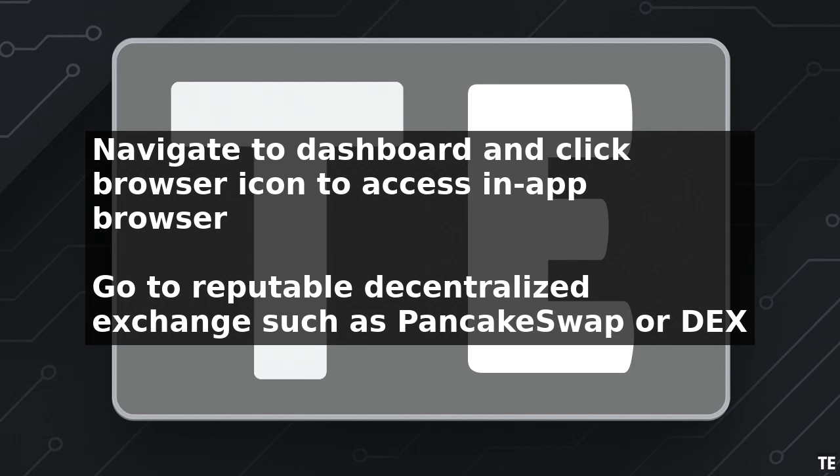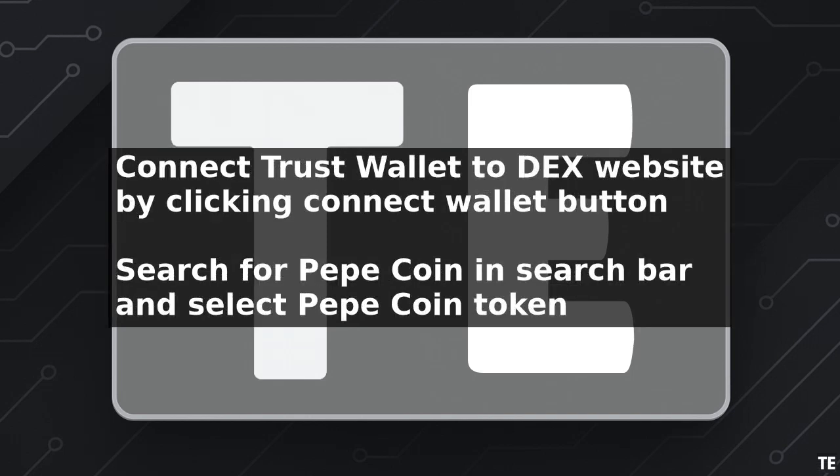In the From field, select the token you want to use to buy Pepe coin, such as BNB or USDT. Enter the amount you want to spend and the app will automatically calculate the amount of Pepe coin you will receive. Review the transaction details, including the amount, gas fee, and slippage tolerance, to ensure everything is correct. If you are satisfied with the details, confirm the transaction and wait for the blockchain to process it.